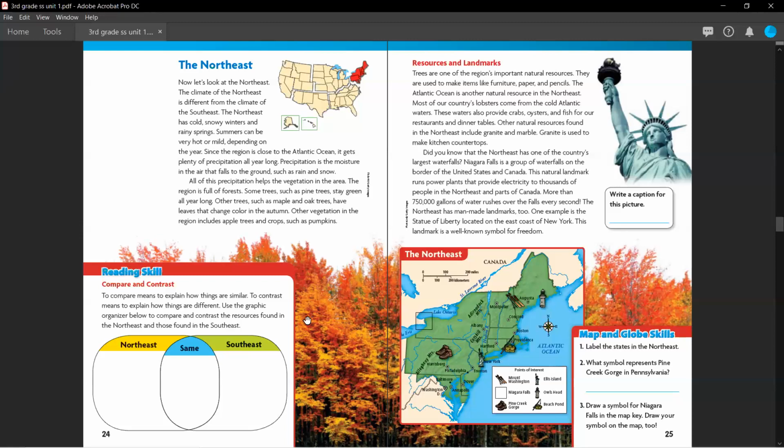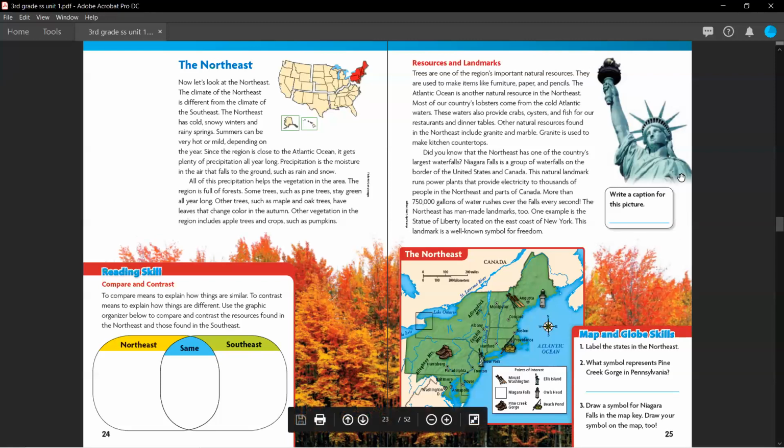Did you know that the Northeast has one of the country's largest waterfalls? Niagara Falls is a group of waterfalls on the border of the United States and Canada. The natural landmark runs power plants that provide electricity to thousands of people in the Northeast and parts of Canada. More than 750,000 gallons of water rushes over the falls every second. The Northeast has man-made landmarks too. One example is the Statue of Liberty located on the east coast of New York. This landmark is a well-known symbol of freedom.